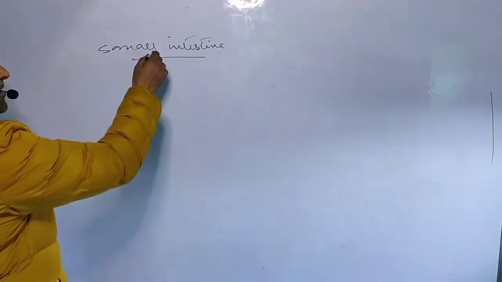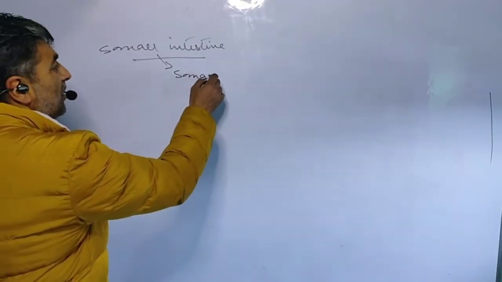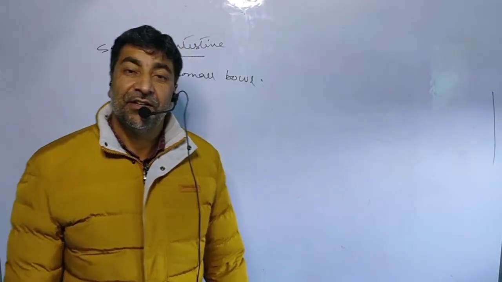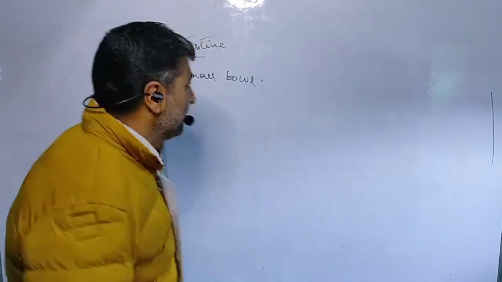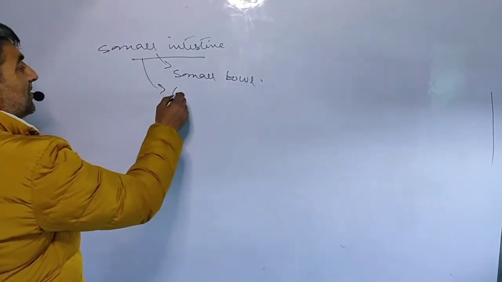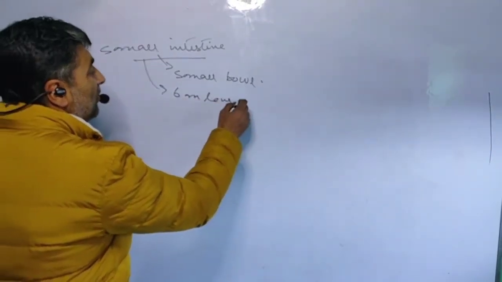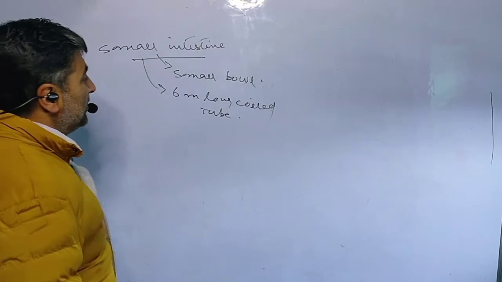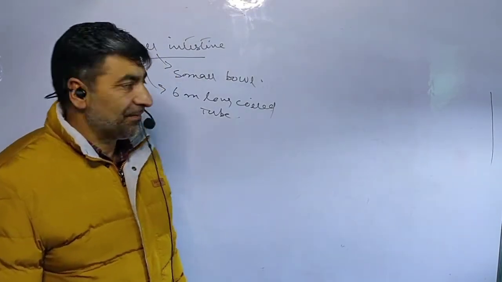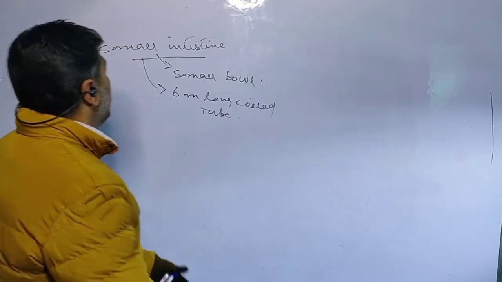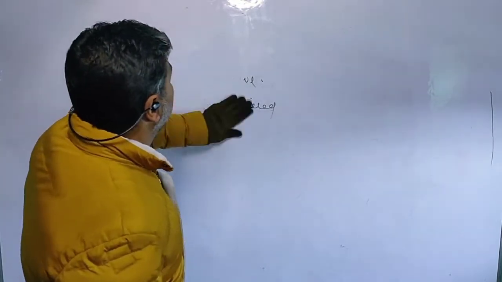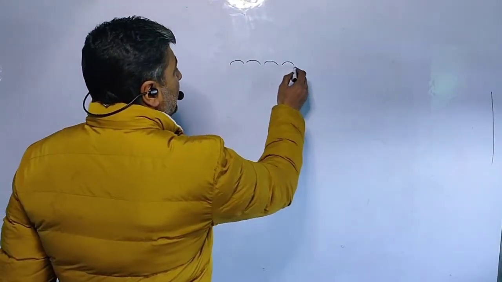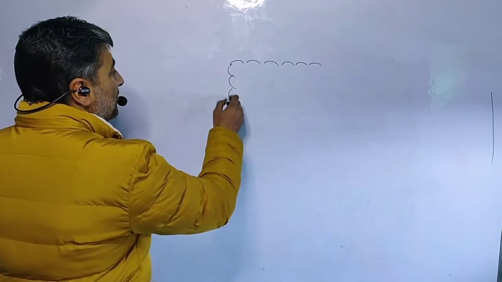Small intestine is also called small bowel. It is a 6 meters long coiled tube. Now first we draw the diagram of the small intestine. You can also draw the diagram of small intestine.